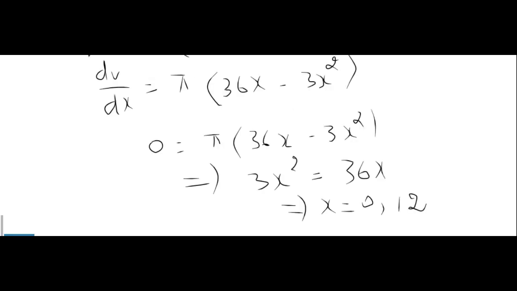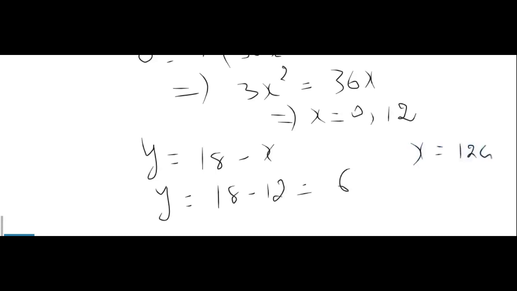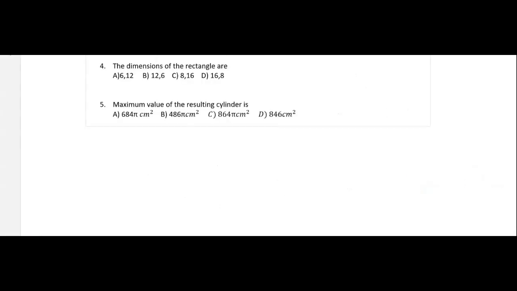Fourth subdivision. The dimensions of the rectangle are A 6, 12, B 12, 6, C 8, 16, D 16, 8. Already we found out the length to be 12, and therefore the breadth is y is equal to 18 minus x, that is, y is equal to 18 minus 12, which is equal to 6. So the length x is equal to 12 centimeters and the breadth y is equal to 6 centimeters. So option B is correct.